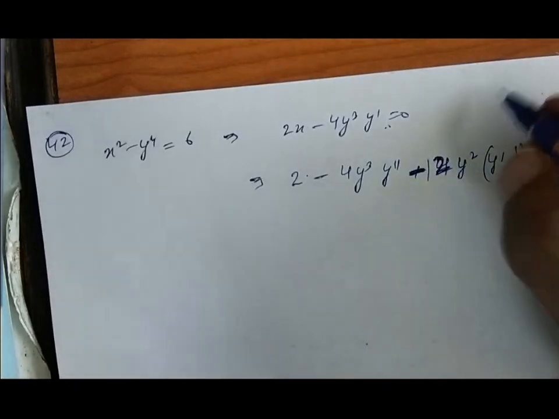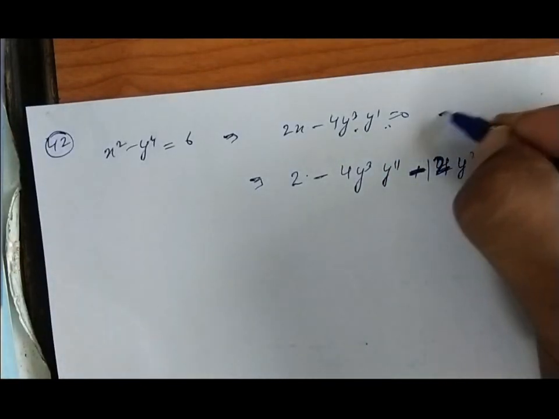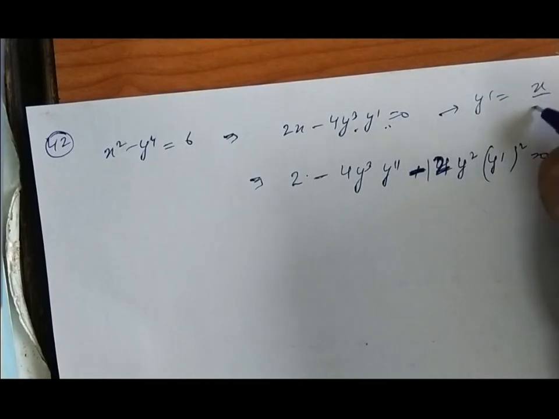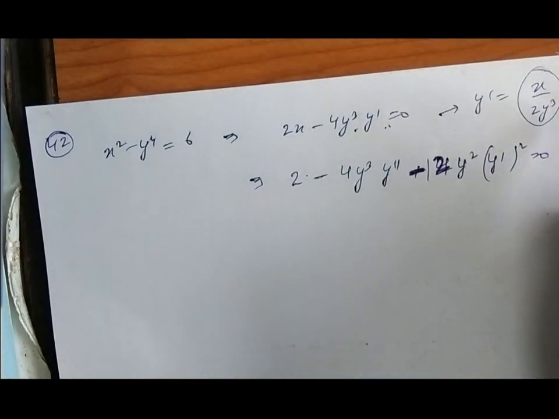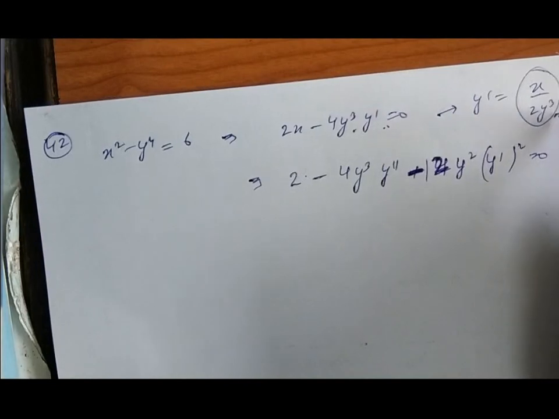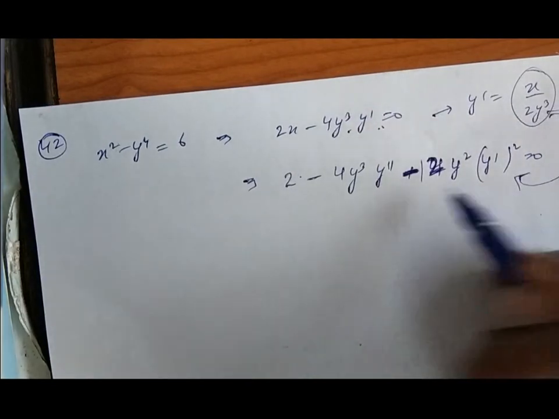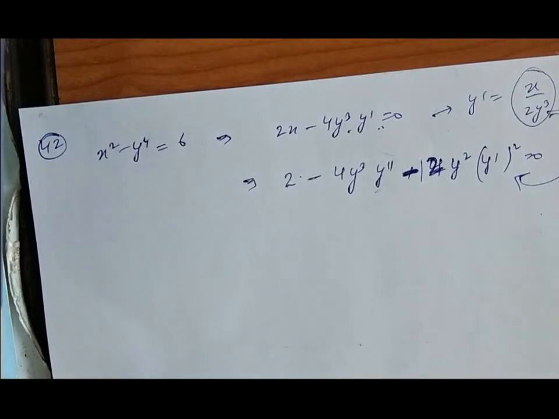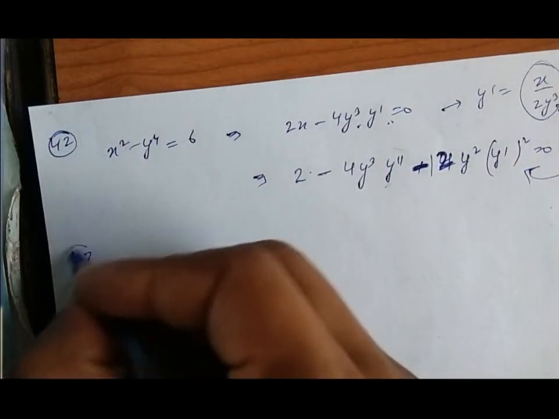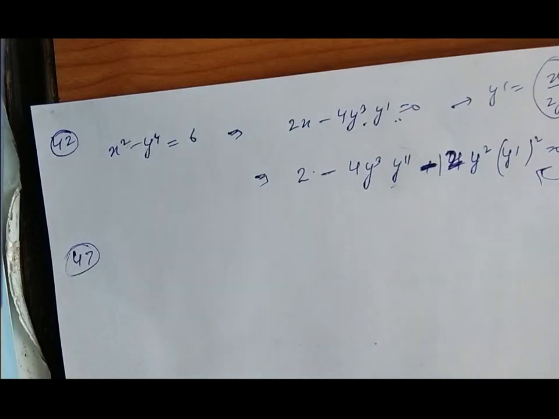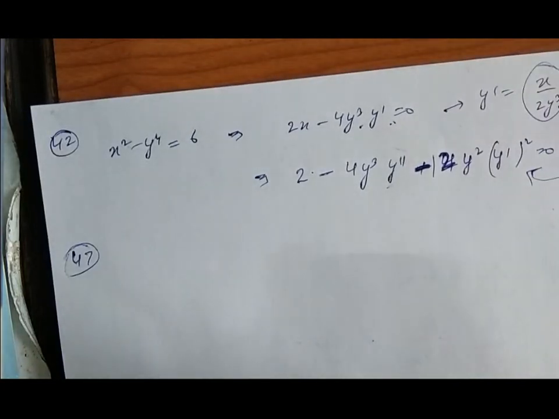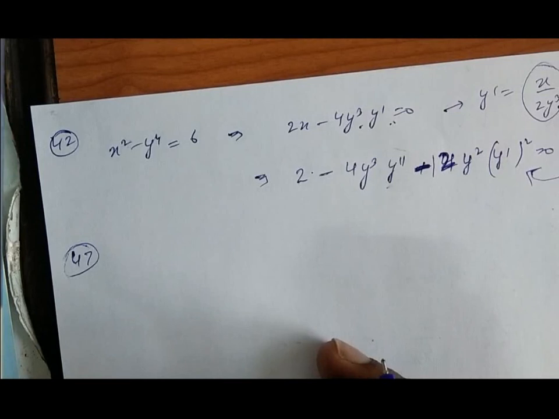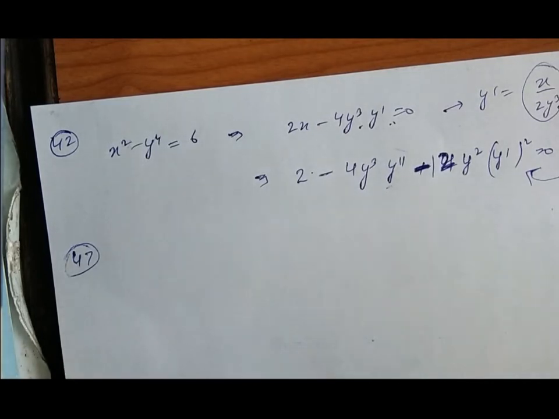And now value of y dash from this equation will be x upon 2y cube. Substitute the value of y dash from this equation into this, and you can calculate the value of y double dash. Moving to next question, question number 47. Okay, 47, there seems to be a printing mistake. I'm not sure what exactly it is. Let's skip this. Anyways, question number 50.